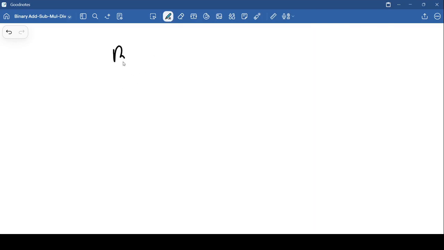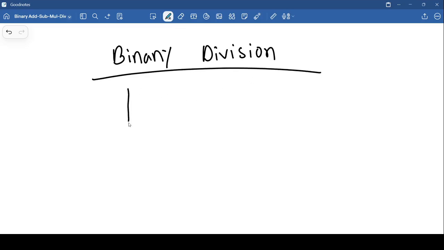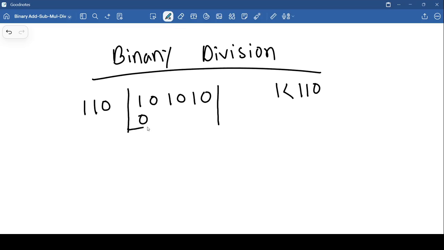Now we will see binary division. Okay. So the numbers are given here: 1 1 0, and here is 1 0 1 0 1 0. So how we will do it? Okay, so the first number is 1. 1 is less than 110, so we'll put 0 here. Okay, and then 1 comes here, and there will be a minus. So 1 minus 0 is 1, and then the second number will arrive here, and it becomes 10.